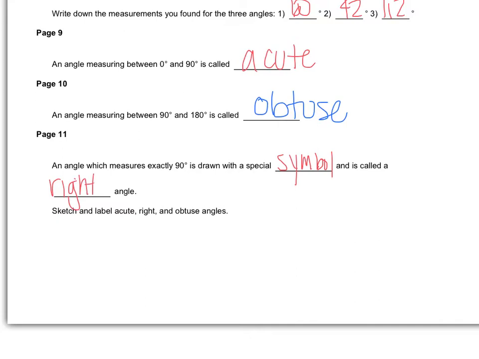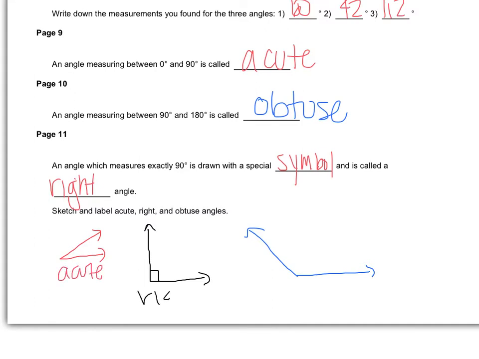So if I were to sketch an acute angle, it would be a really small one. It would look like this. A right angle is going to be like this, where there's 90 degrees here. And an obtuse angle is going to be really big. So this would be an obtuse angle. So I'm going to label those for you. This is acute, right, and obtuse.